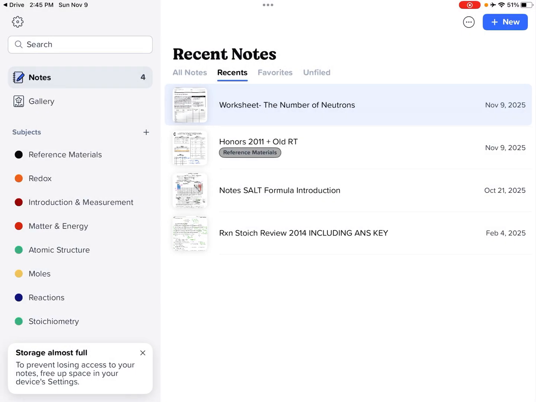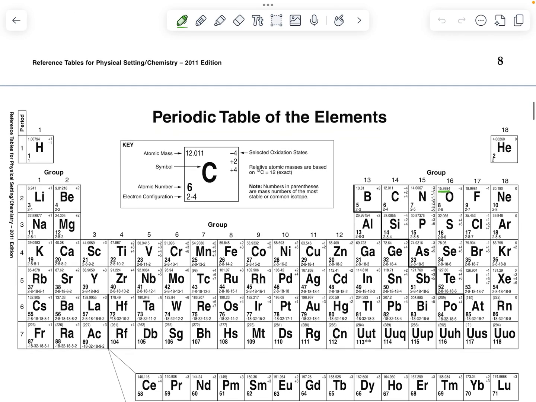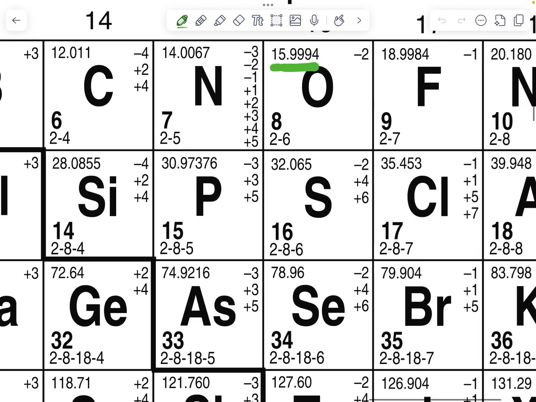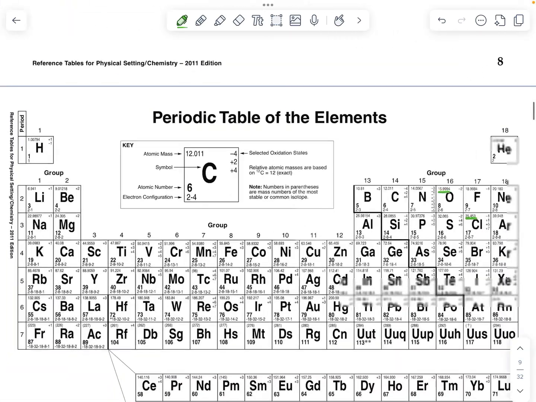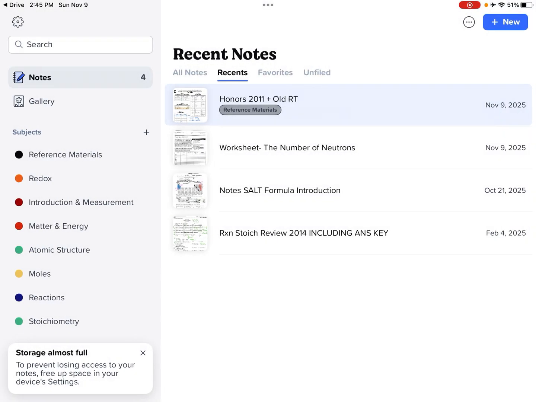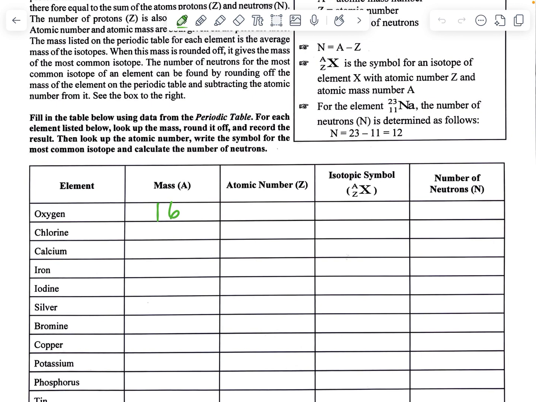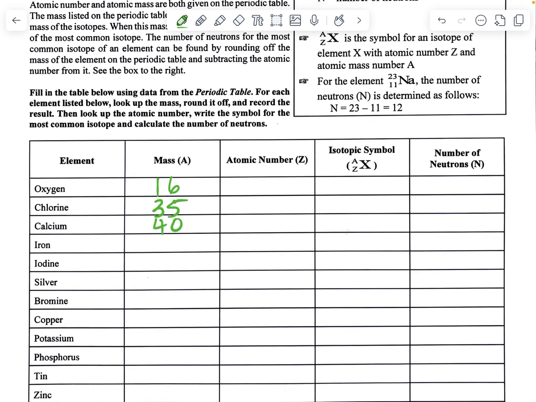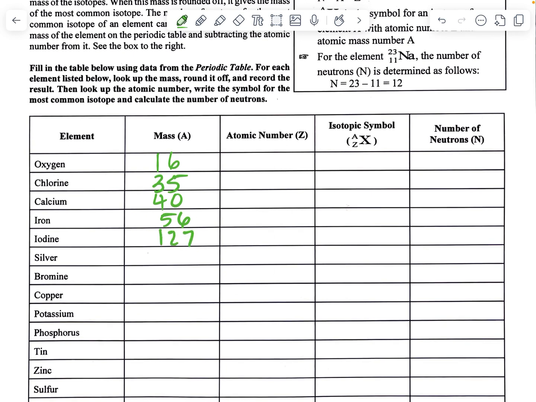So chlorine, I'm going to go back to the periodic table. Chlorine, trying to zoom in for you, 35.453, that's going to round to 35. So that's what I'm going to be doing for all of these. I would just be going to my periodic table to look these up. I've already done that. I've rounded these up: 127, sulfur is 108.